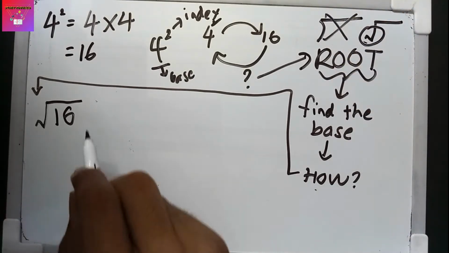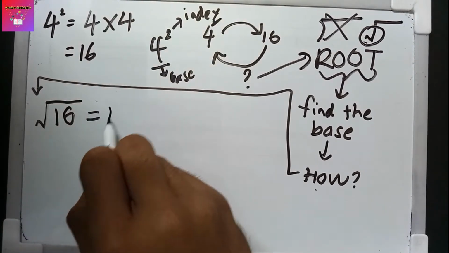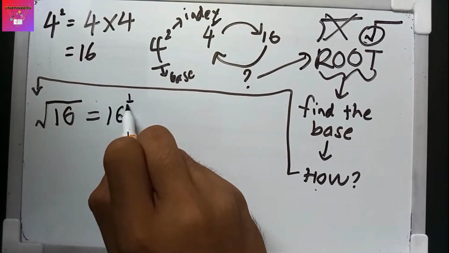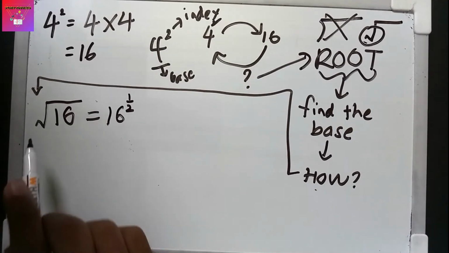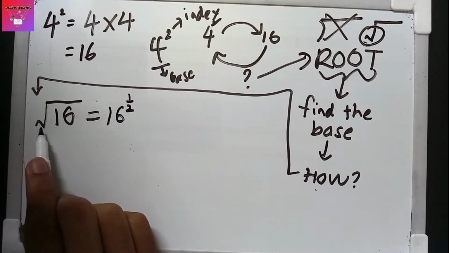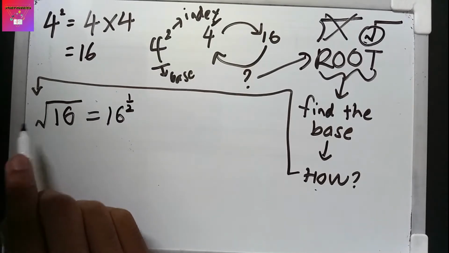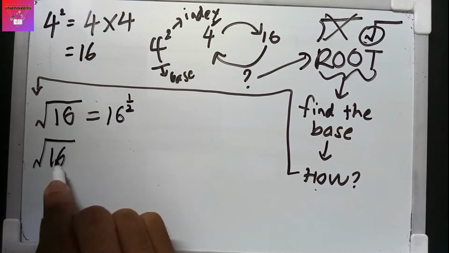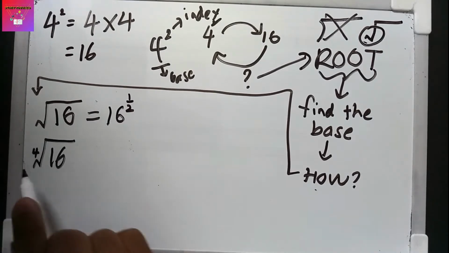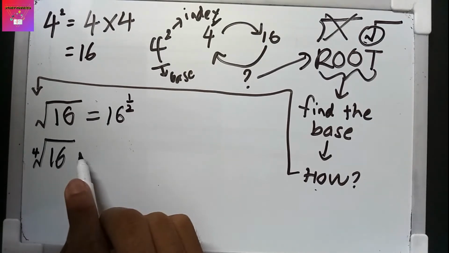So square root 16, also called 16 to the power of 1 over 2. You may wonder why I'm not writing a number 2 here, because there is no square root 1. Square root 1 does not exist. So for a square root, we don't need to write 2. But if you were to mention the square root of number 4, then yes, we have to mention number 4 over there. Okay?